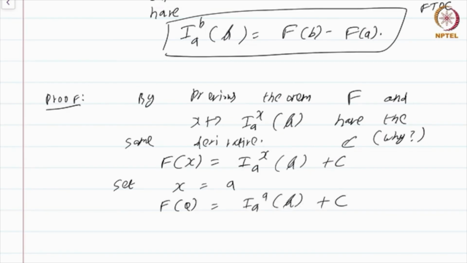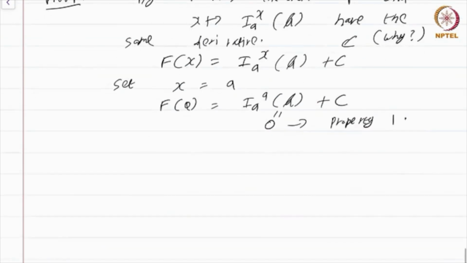But I_{a,a}(f) should be 0. This is by property 1. So we get c equal to F(a). So in other words, I_{a,b}(f) is just F(b) minus F(a). Hence proved.